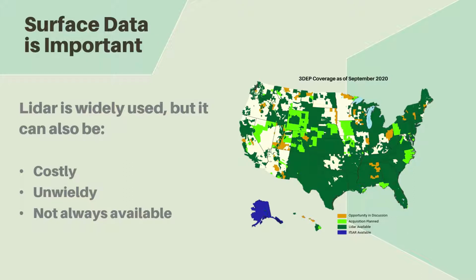For example, the 3DEP program might be the best dataset in terms of high-quality coverage for the US right now, but it also spans back to 2016, and it's not projected to complete coverage until 2023.